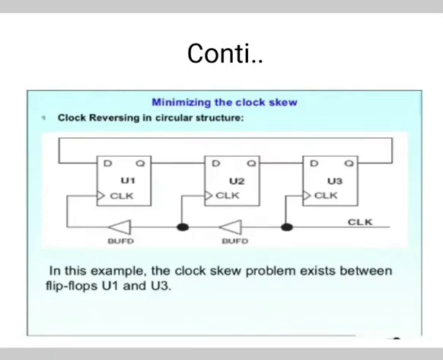Then the next is clock reversing in circular structure. Now this example shows the clock skew problem exists between the flip-flops U1 and U3. So here three D flip-flops are connected and buffer D is connected in between flip-flops 1, 2 and 2, 3.